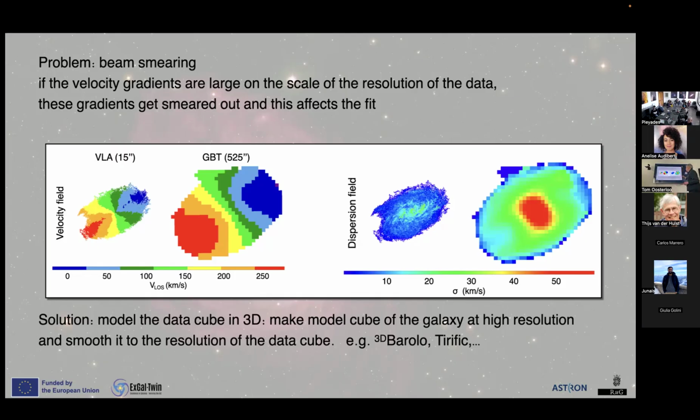And you can also see that in the dispersion, this is the velocity dispersion, so the width of your line. And in the GBT, there is a very large peak in profile width. But that's just because all these different rotation velocities are grouped together. So if you would fit such a tilted ring model to this velocity field, you will get the wrong answer because the velocity gradients in the center get smeared out. They disappear from your data.